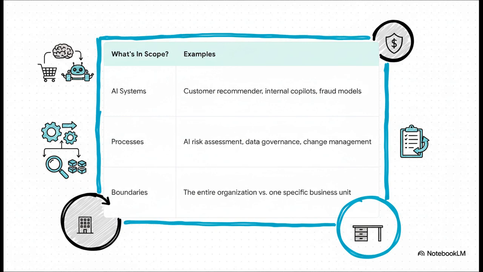Next up is the scope. You have to draw a clear box around what you're auditing. As you can see here, that means spelling out which AI systems are in scope, like your customer recommender engine. It also means deciding which processes you're looking at and what the boundaries are. Are we auditing the entire company, or are we just focusing on one single department?